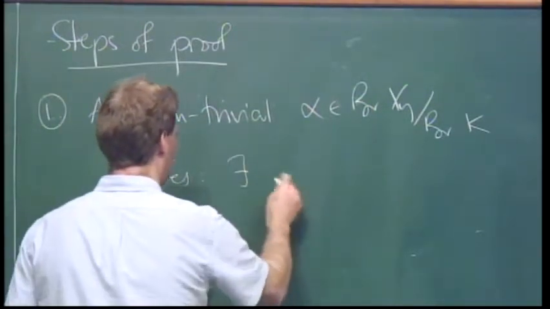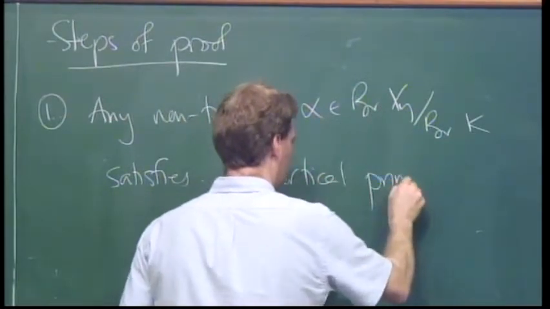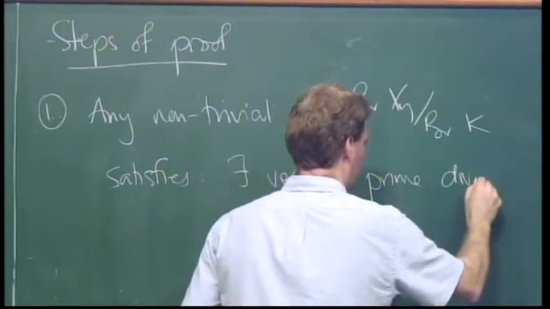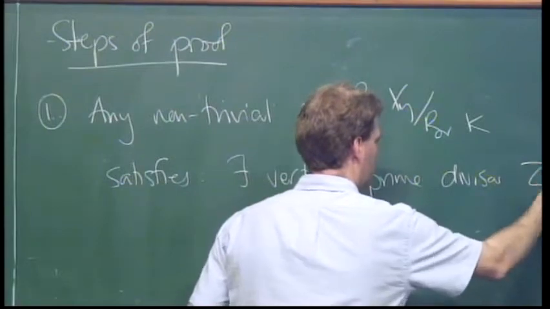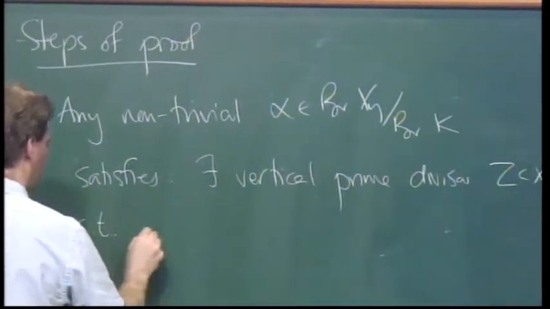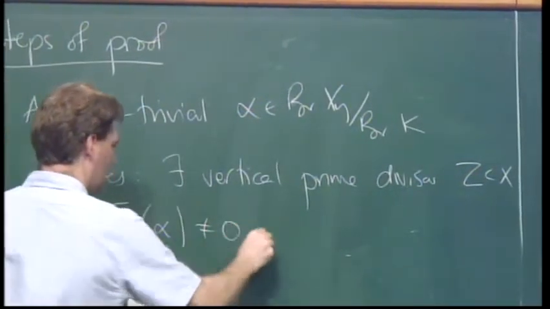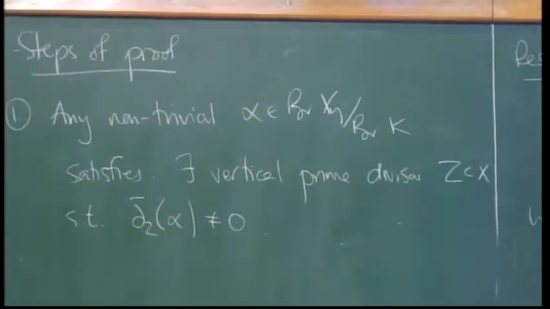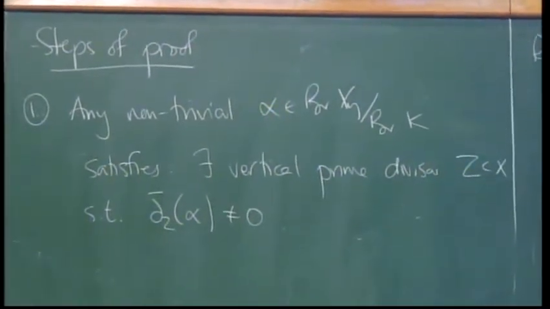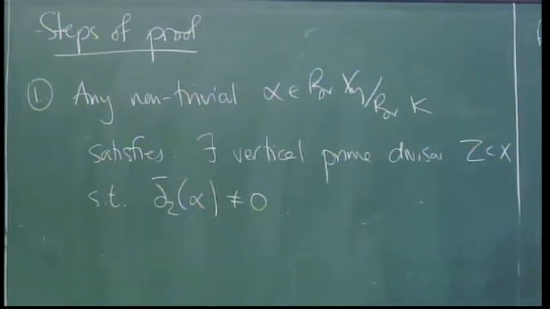So there's a vertical prime divisor Z in X such that delta_Z bar of alpha is non-zero. Okay, so this element of the Brauer group of the generic fiber is somehow ramified along this prime divisor in X.